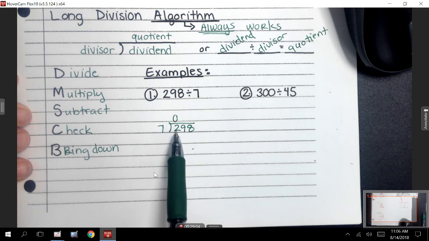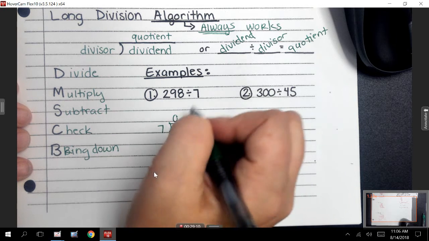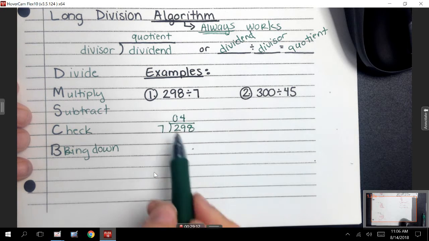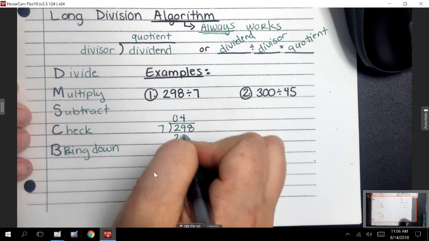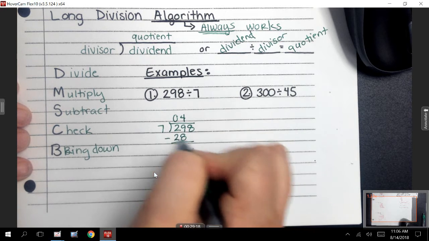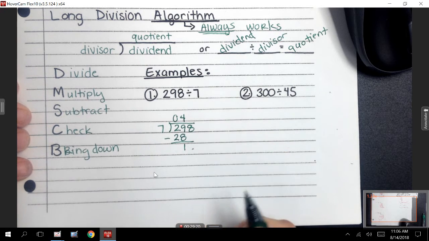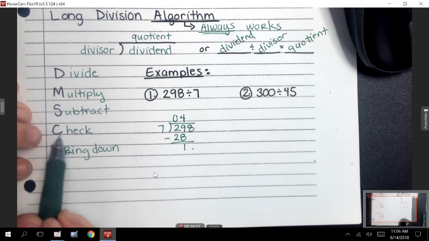Will 7 go into 29? Yes. Raise your hand if you can tell me how many times. Truett? 4. So guys, I'm going to put that 4 on top of the 9. 4 times 7 is? 28. When I subtract, I get? 1. All right, we've got to check.